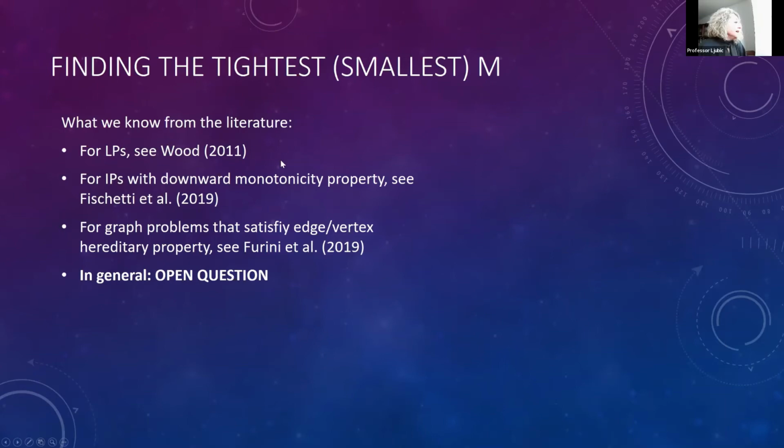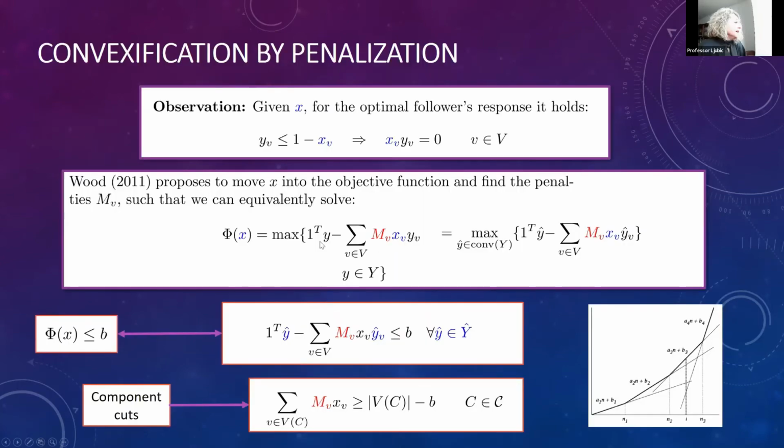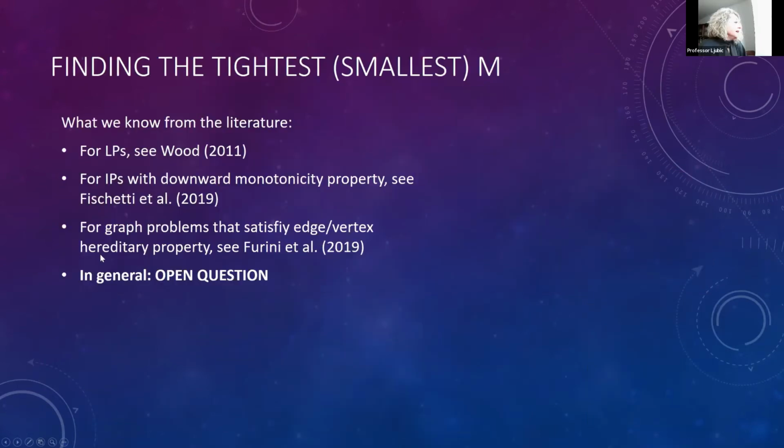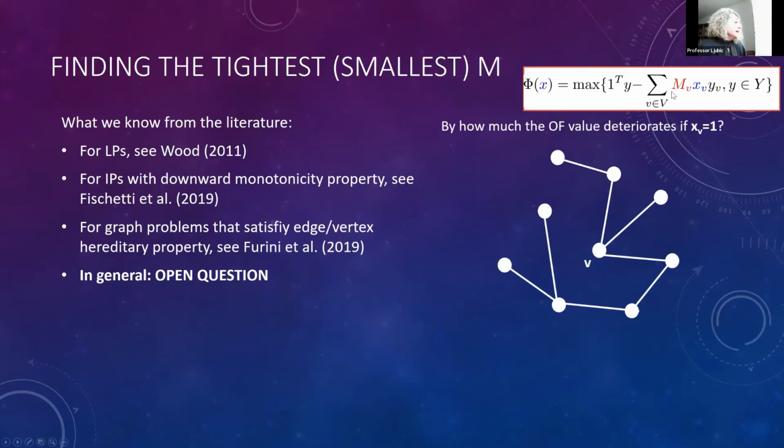Then recently, we looked at the more general integer programs, and we found that if a certain downward monotonicity property is satisfied, then these big M's can be exactly the same as the coefficients next to the Y variables here. We also show that this is true for some special problems where the hereditary property is satisfied, but in general, whenever we apply these penalization techniques, finding the tightest possible value of big M is actually an open question, and in principle can be an NP-hard problem on its own. So what did we do now? How did we find the appropriate big M's in our case?